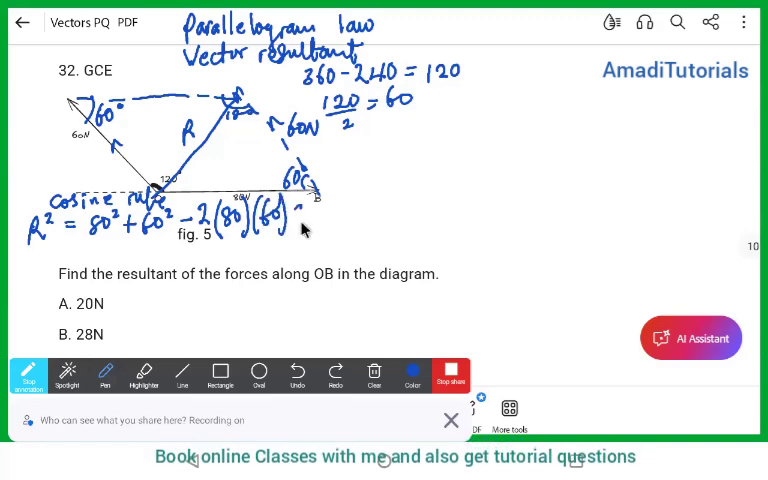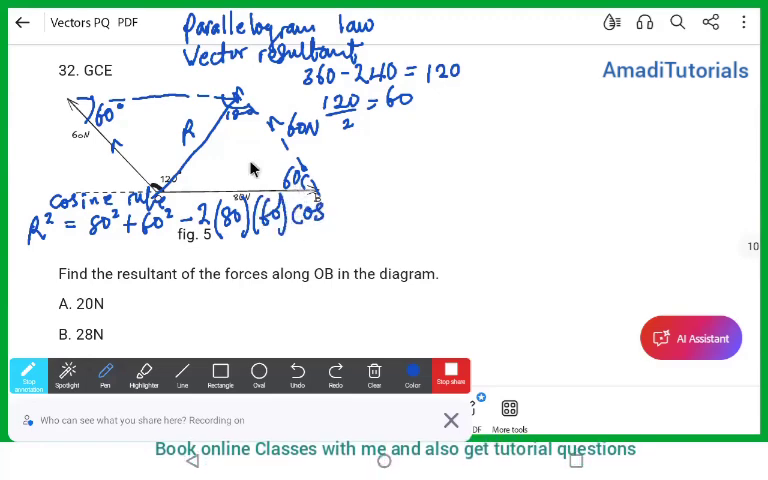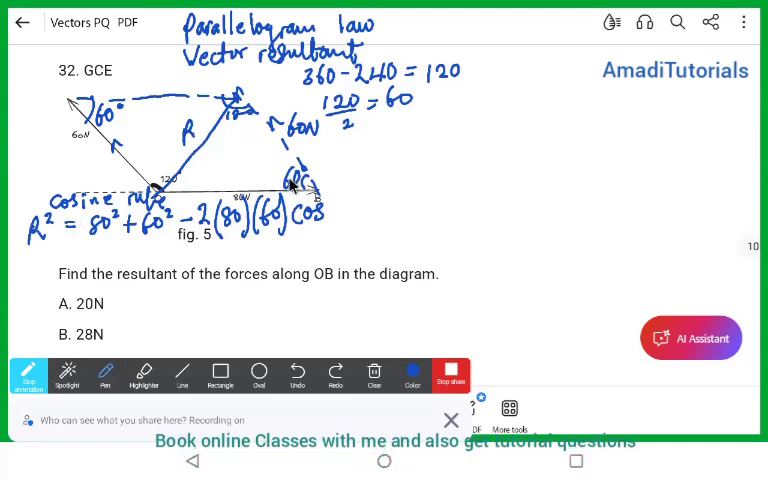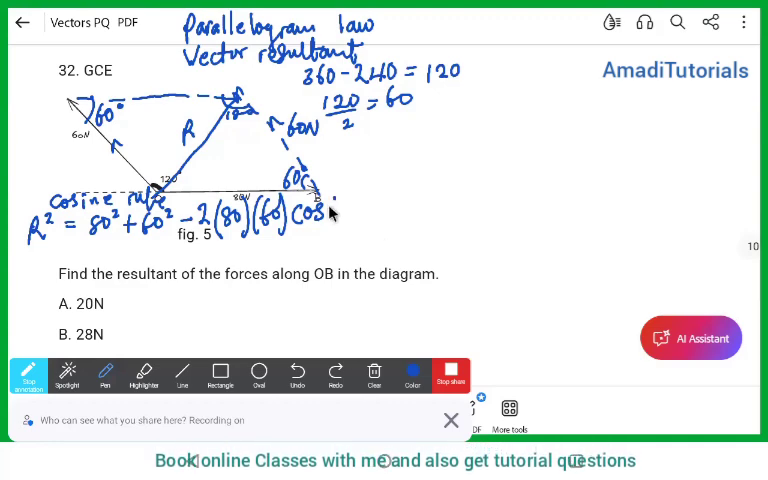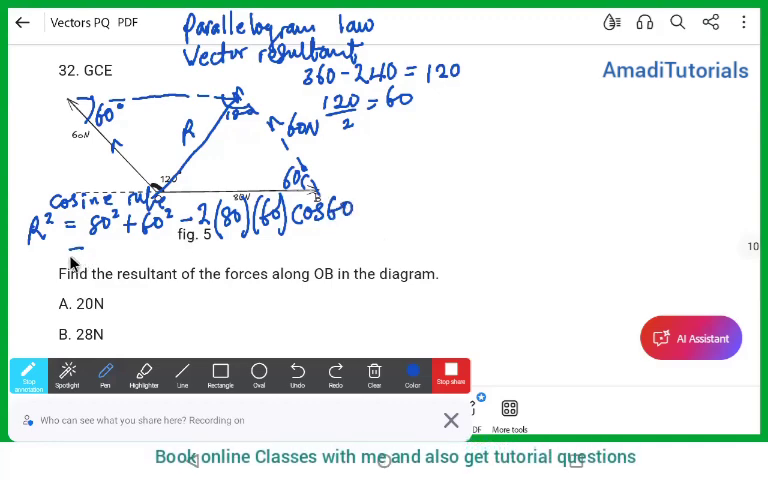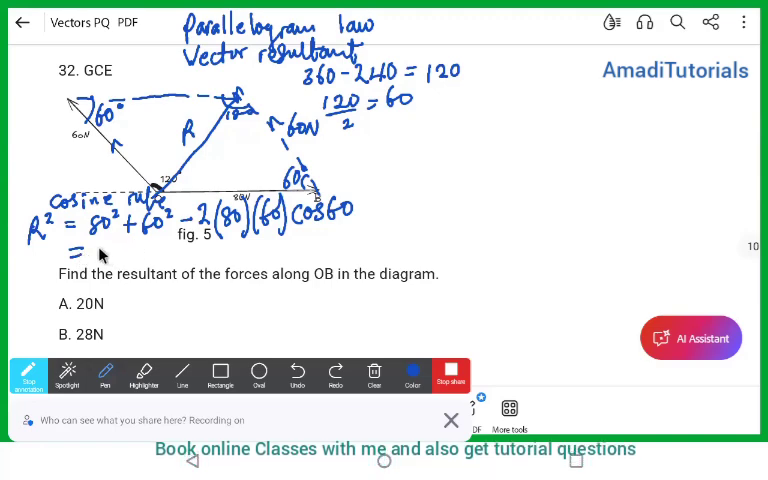Then we now have cos what? The angle that is opposite to the side you are looking for. The side I'm looking for is R. So the angle opposite to that side is 60. So if you do this math, 8 times 8 is 64.